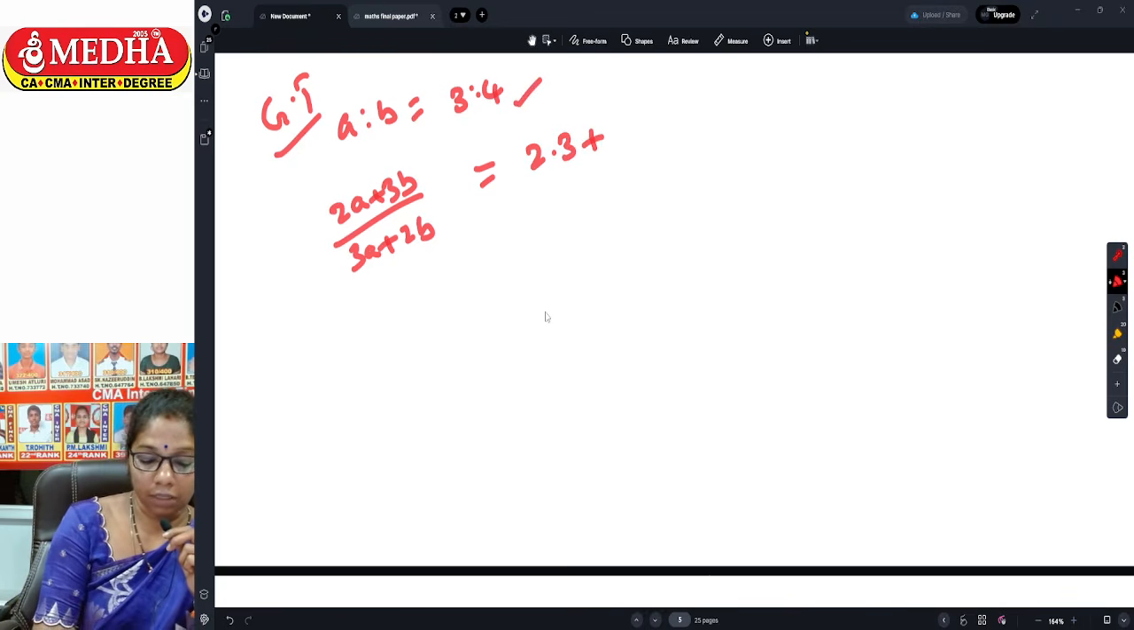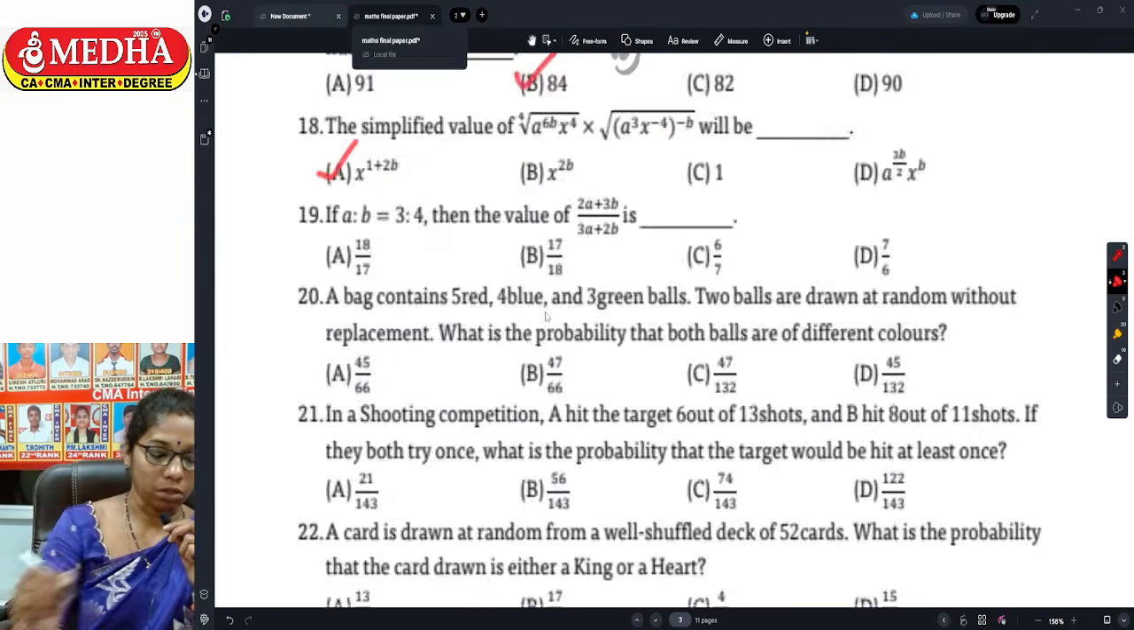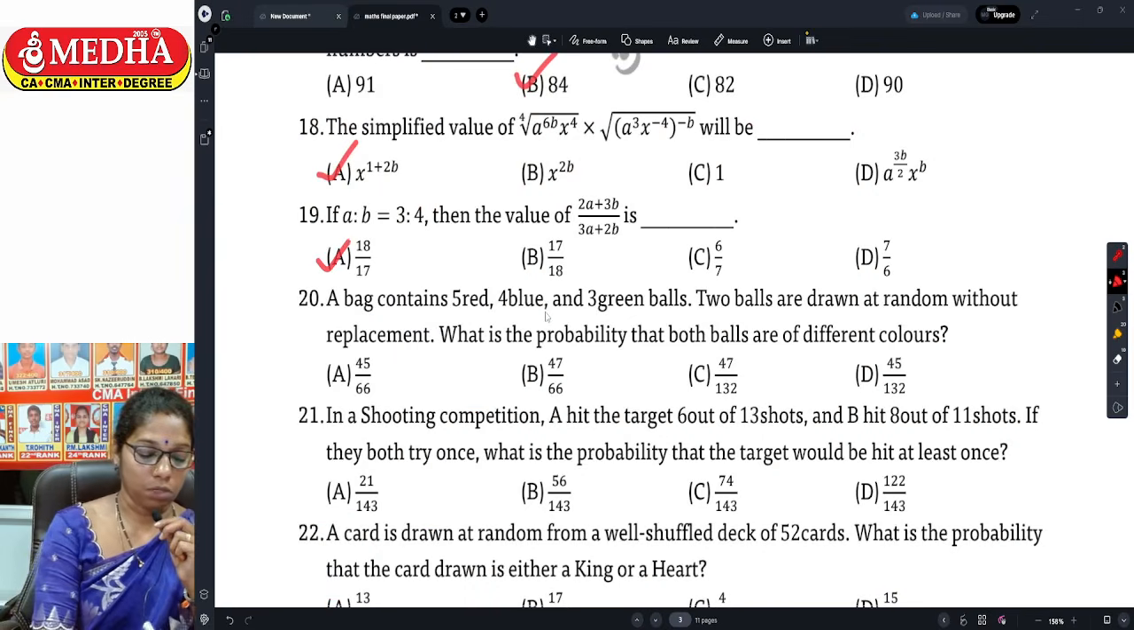So directly we can write A as 3 and B as 4. 2 into 3 plus 3 into 4 by 3 into 3 plus 2 into 4. 6 plus 12 by 9 plus 8, which is 18 by 17. 18 by 17 is the solution. 18 by 17, option A.